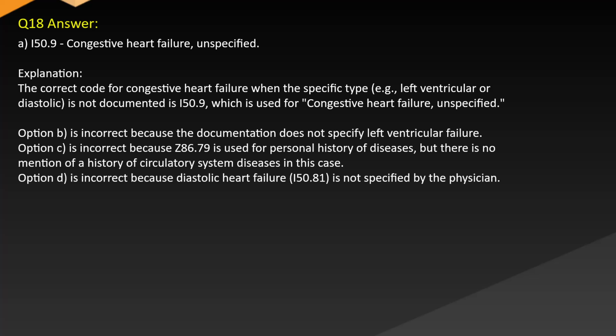Option C is incorrect because the Z code is used for personal history of diseases, but there is no mention of a history of circulatory system diseases in this case. Option D is incorrect because diastolic heart failure is not specified by the physician.